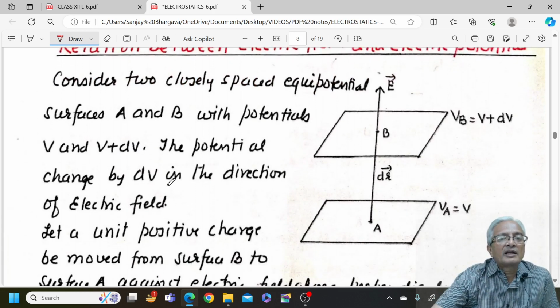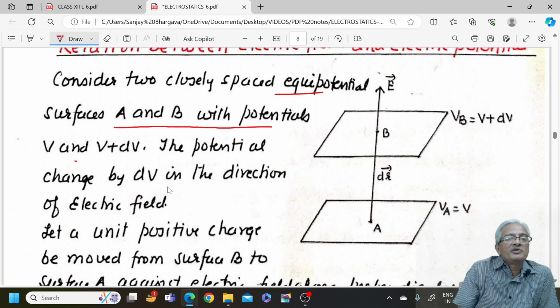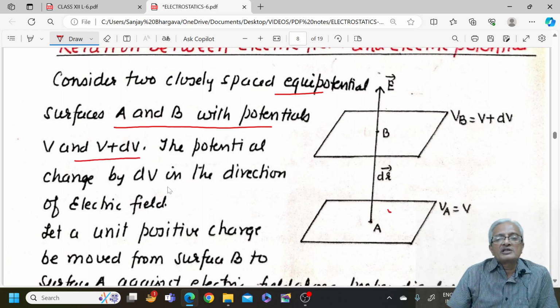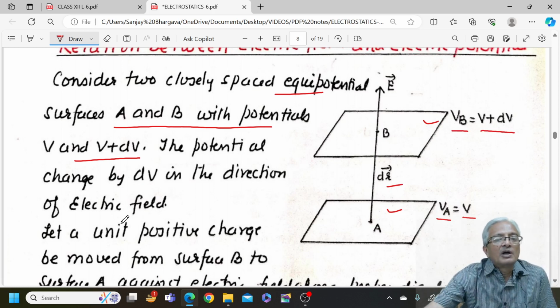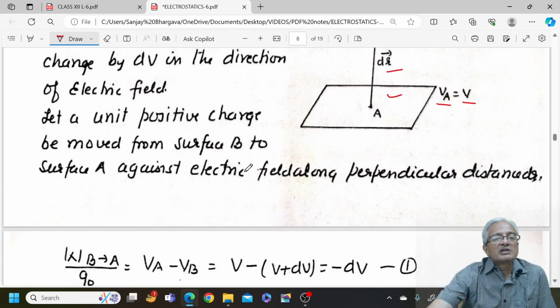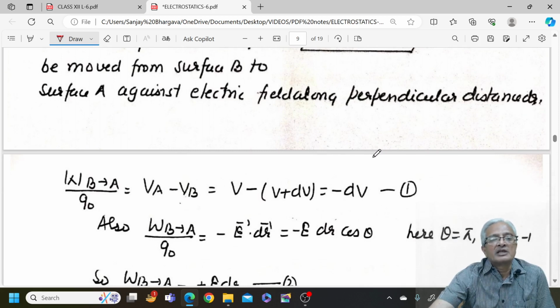Here, to determine that relation, we choose two closely spaced equipotential surfaces A and B with the potentials V and V plus dV. So this is the surface A with the potential VA, which is equal to V. This is the surface B with a potential VB, which is V plus dV. The distance between A and B is equal to dr, and this gives the direction of electric field. We need to move a unit positive charge from the surface B to the surface A against the electric field along perpendicular distance dr.